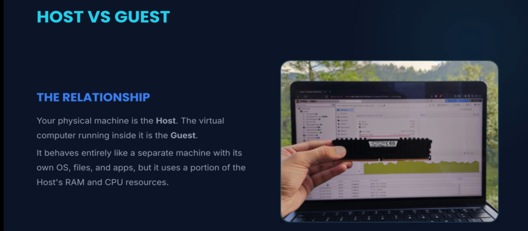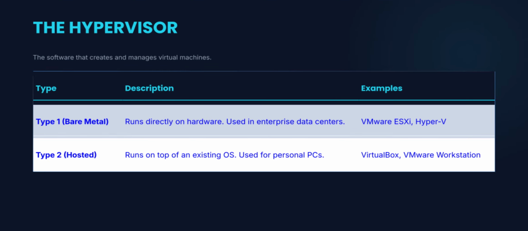Host and guest, those are the terms. Your real machine is the host. The virtual machine running inside it is the guest. And the software that creates and manages virtual machines is called a hypervisor. There are two types. Type 1 hypervisors, called bare metal, run directly on the hardware with no operating system underneath. These are used in enterprise servers, VMware ESXi, Microsoft Hyper-V. Type 2 hypervisors run on top of an existing OS, VirtualBox, VMware Workstation. Those are what you'd use on a personal machine.